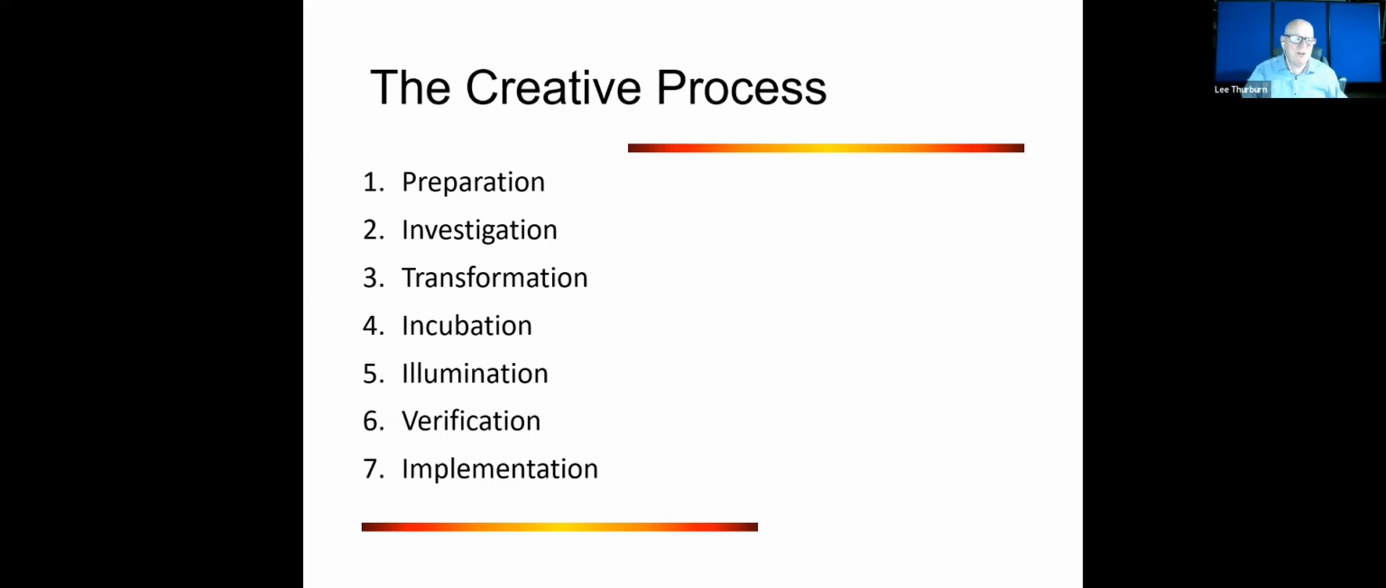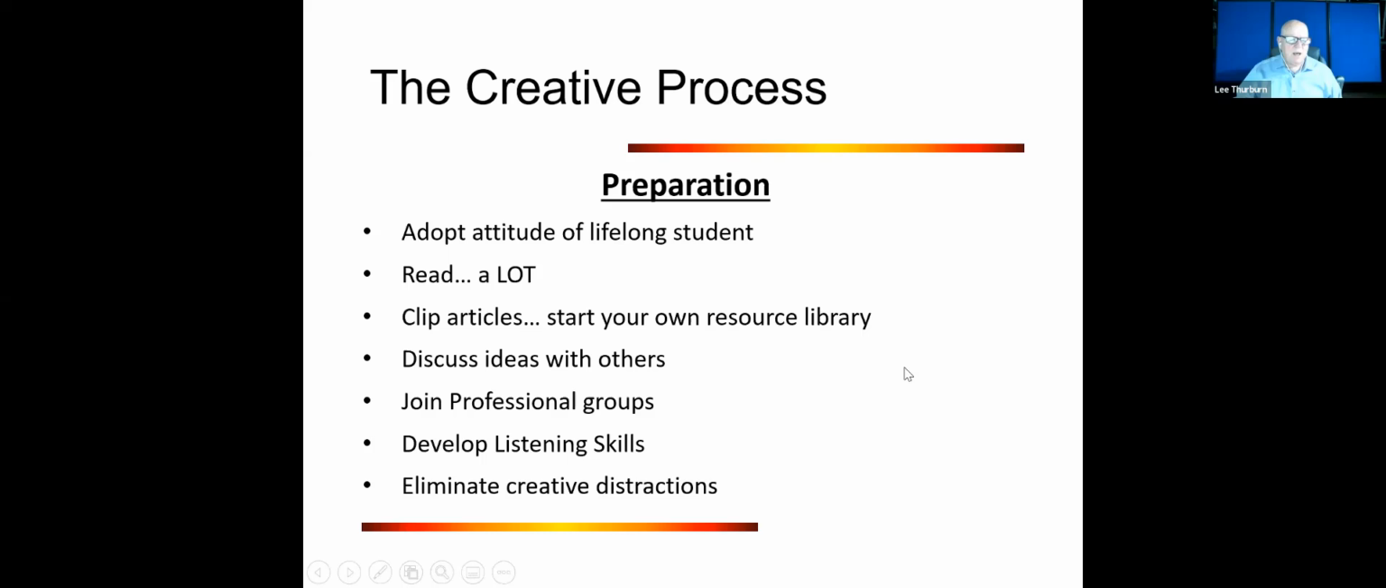I love questions that have nice, easy lists. So I'm just giving you a little heads up right now. The creative process has these 7 steps: preparation, investigation, transformation, incubation, illumination, verification, and implementation. So we're going to go through these slides one by one, and let's talk first about preparation.